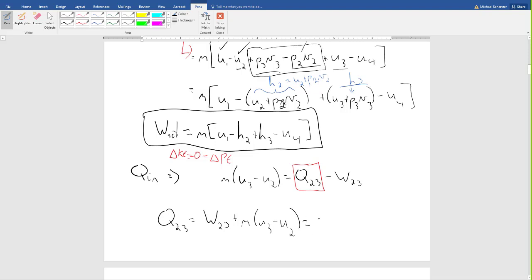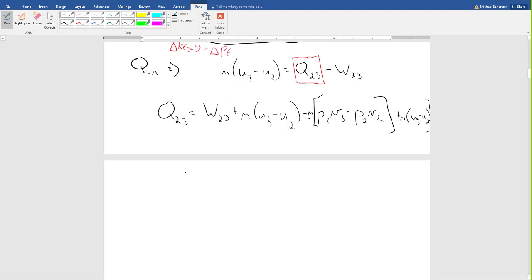So we know that this is P3 V3 minus P2 V2. This is also times the mass, right? Because this was not actually W23, this was W23 over M. So to get W23, I have to multiply that by the mass, and then I get plus the mass times U3 minus U2.